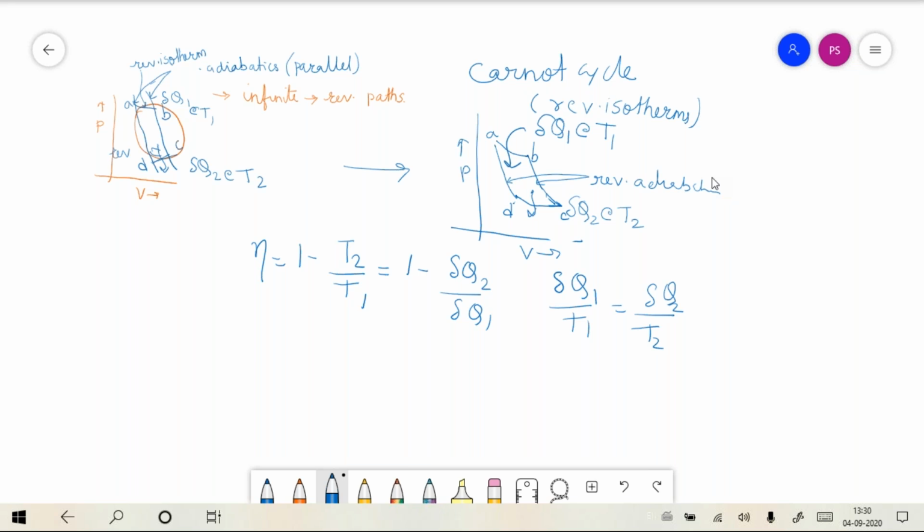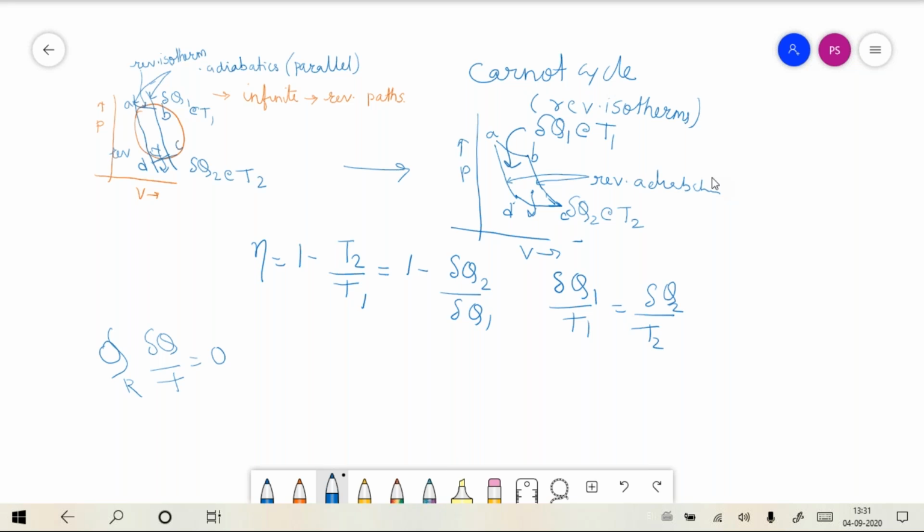Let me repeat this once again. What we want to prove is the Clausius theorem. And what is this Clausius theorem? It means the cyclic integral of del Q by T for a reversible cycle is equal to 0. This is the Clausius theorem, and we want to prove this.